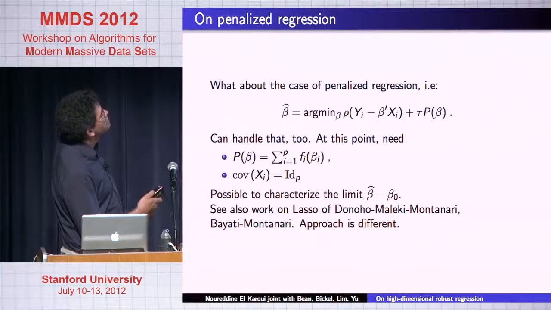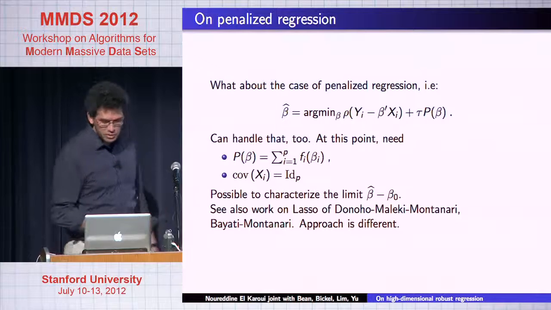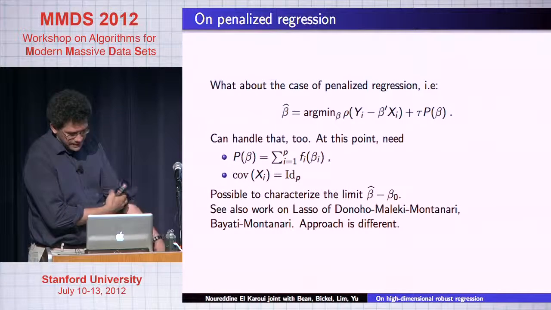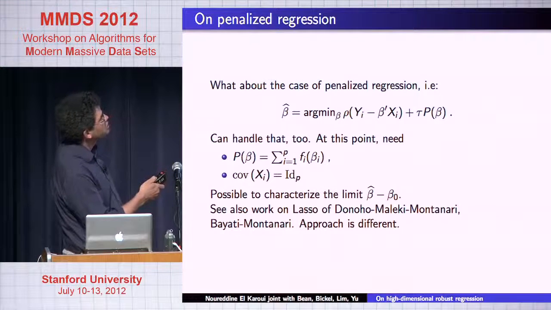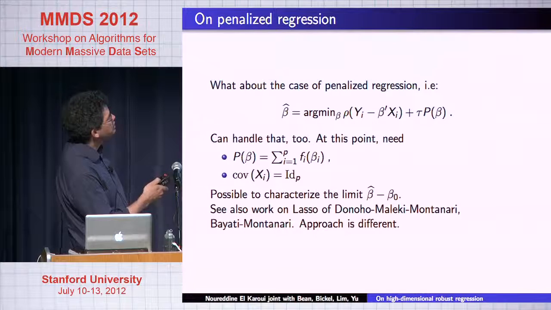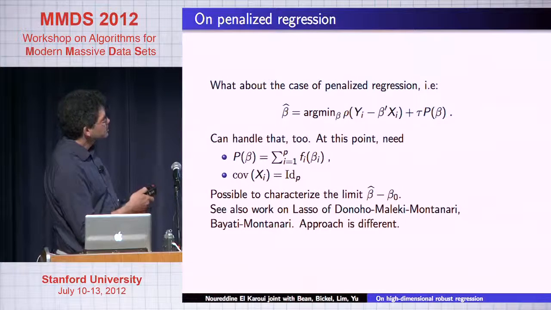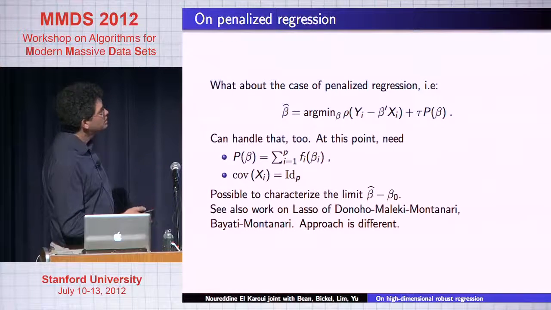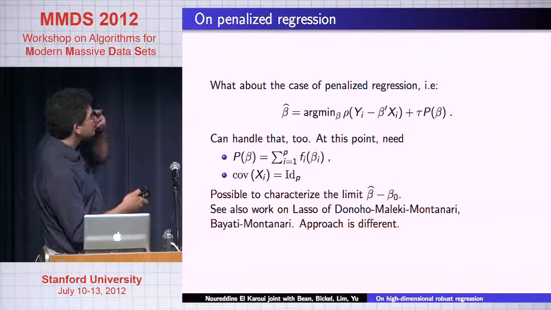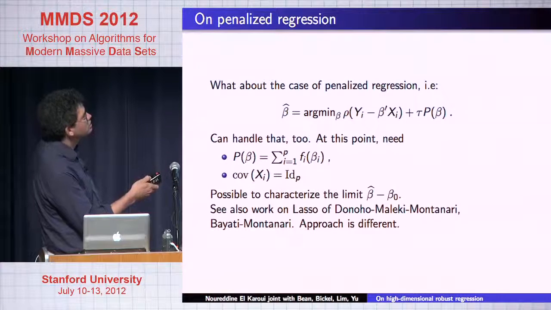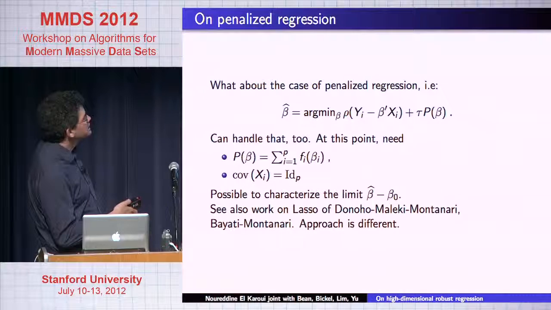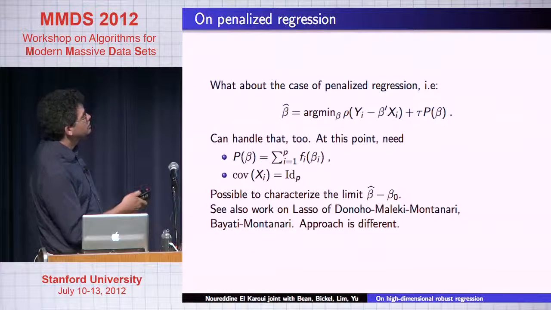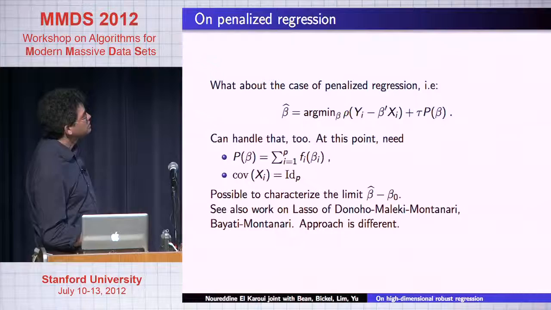All right, so what about the penalized case that allows us to do work when p is greater than n? This was all p less than n. The techniques can handle that too. At this point, what we need is a sort of separable penalty, something that acts on the coordinates of beta separately, and the covariance of xi is the identity. It's possible to characterize the limit of beta hat minus beta naught. I'll show you what the result is. And there's also work on related things in the case of lasso, but we had general loss and general penalty, of Donoho, Maleki, Montanari, and Bayati, Montanari, at least that's what I've seen. But the approach here is different from what was done here, for instance.